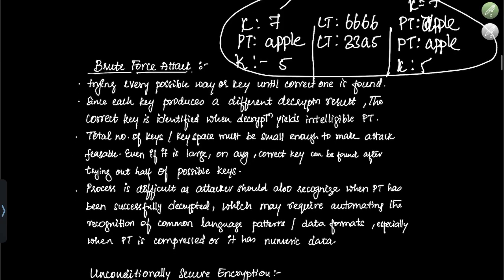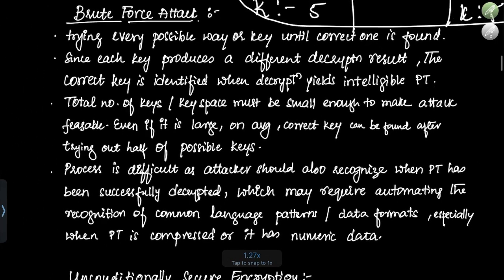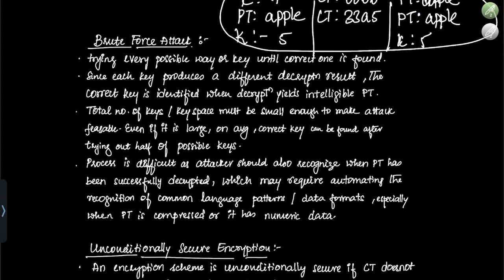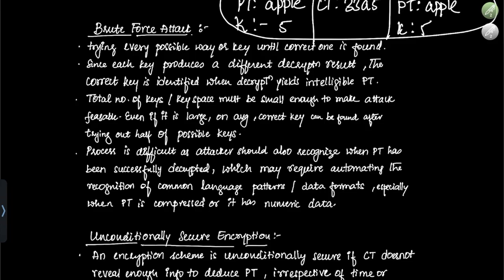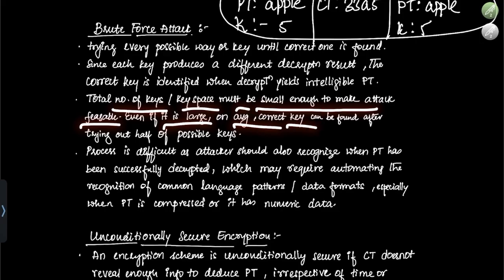What I meant to say is that each and every time we make use of a different key, a different encryption result is generated. So it is very important to identify when decryption yields the intelligible plain text. The total number of keys, or key space, must be small enough to make the attack feasible. Even if it's large, on an average, the correct key can be found after trying out half of the possible keys.